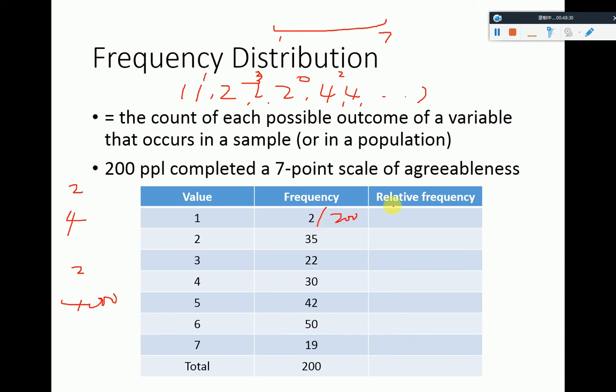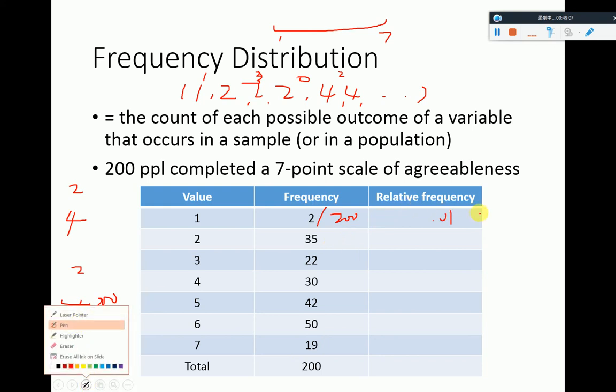So relative frequency means the number of occurrences of this particular value relative to the sample size, here 200. This is very easy to calculate. 2 divided by 200 is 0.01, about 1% of the people who scored 1 on the 7-point scale. So 0.01, okay? And then we can do the same for the rest.